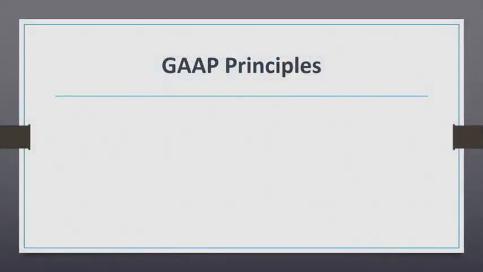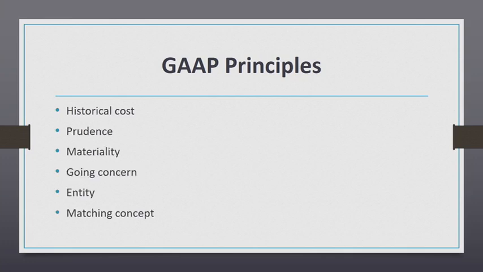The GAAP principles, there are 6 of them. You've seen that in grade 10. Normally, you are okay with the historical cost. You remember that one. These 2, prudence and materiality, are the more difficult ones. Prudence, conservative approach. Materiality, is it important to highlight? Going concern, will the business go on in the foreseeable future? Entity, remember the business and the owners, 2 separate entities. And then the matching concept.